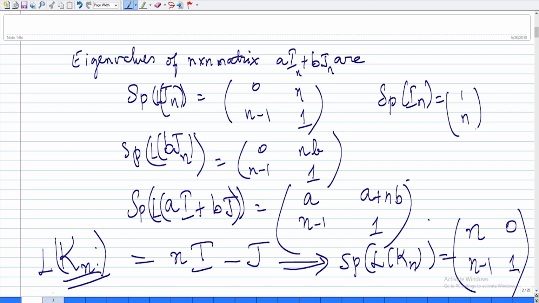Now in a similar direction, what can I say about L of K m n? Obviously it is not going to be immediate, but let me put forth a different thing before we come to L of K m n.